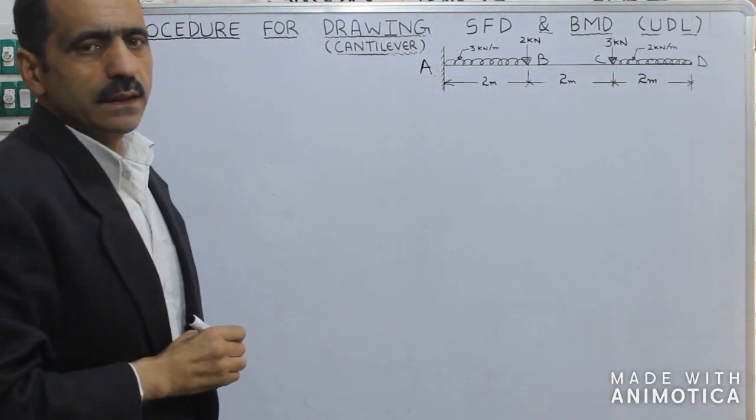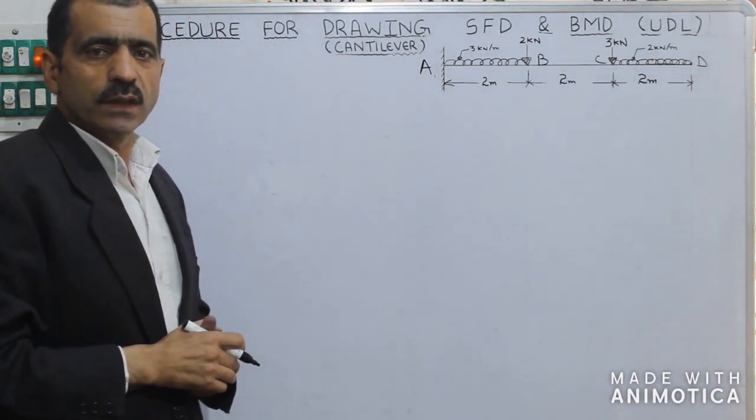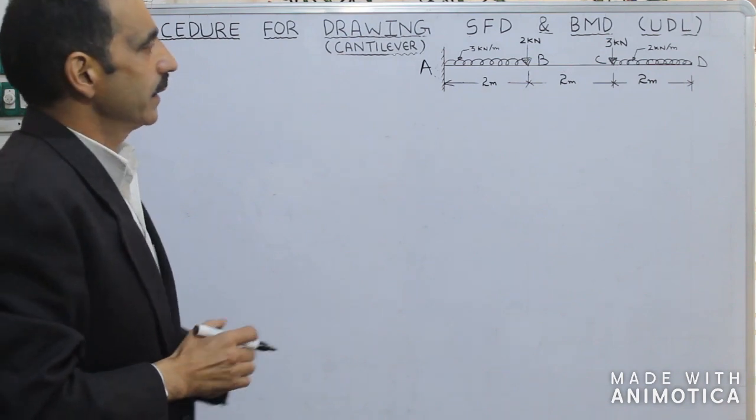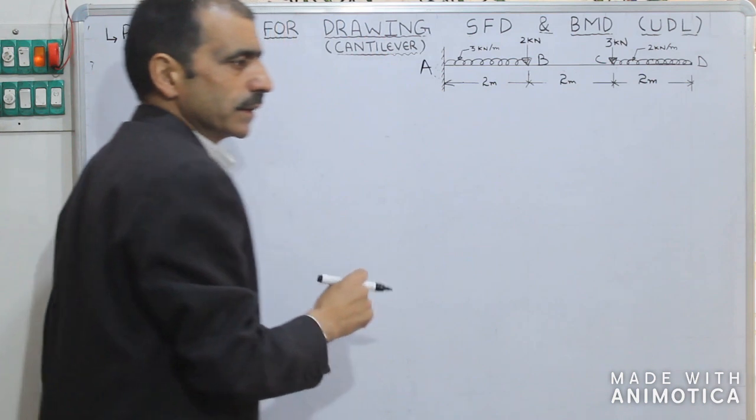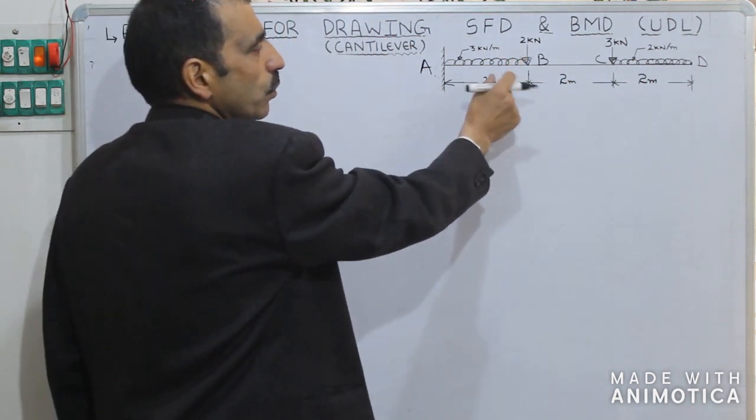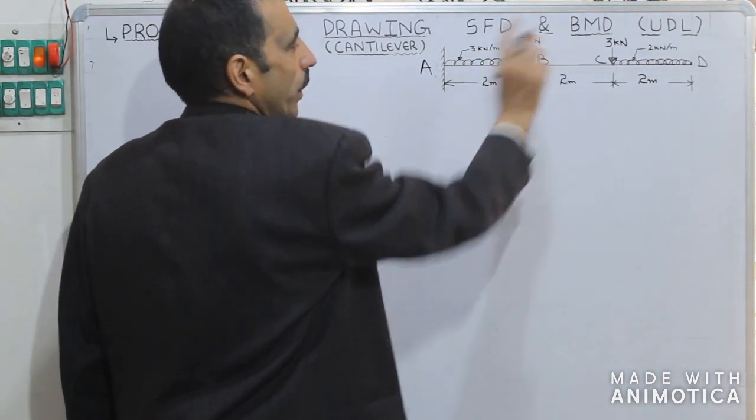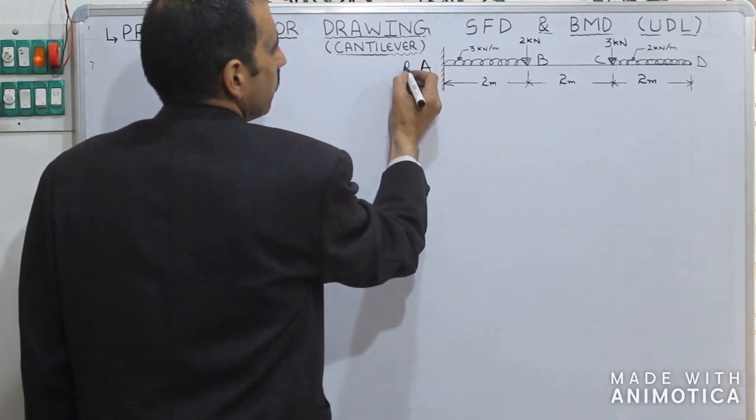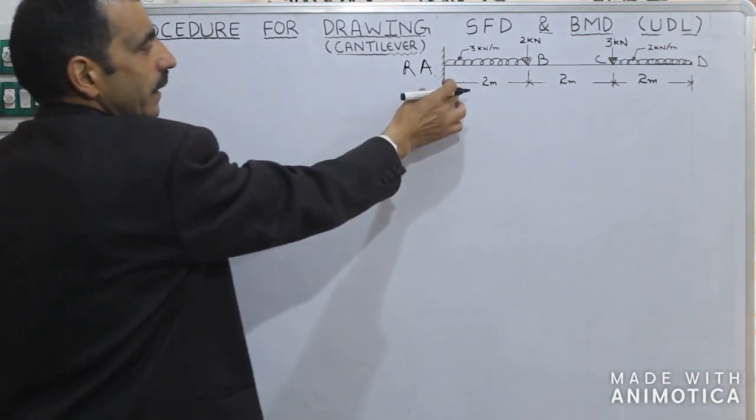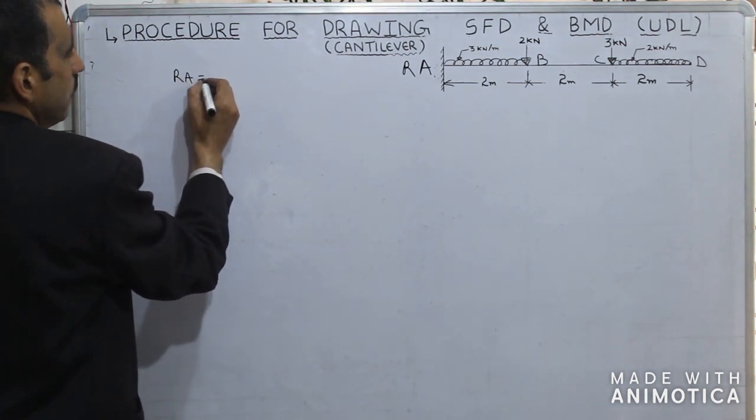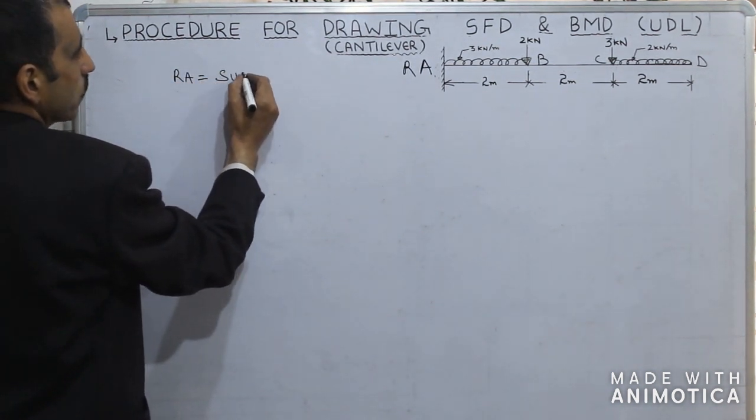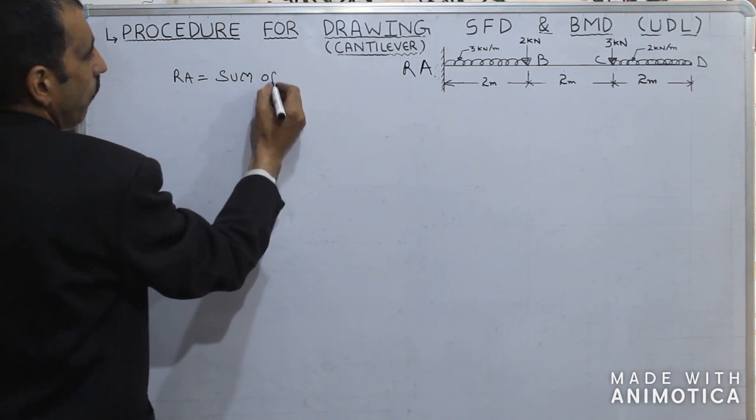We know that in case of a cantilever beam, there is only one reaction and that is at the fixed end. The reaction is equal to the sum of loads. That means I will calculate the total loads, UDL plus point loads. So there is only one reaction, that is at the fixed end, R_A, which is equivalent to the sum of loads.